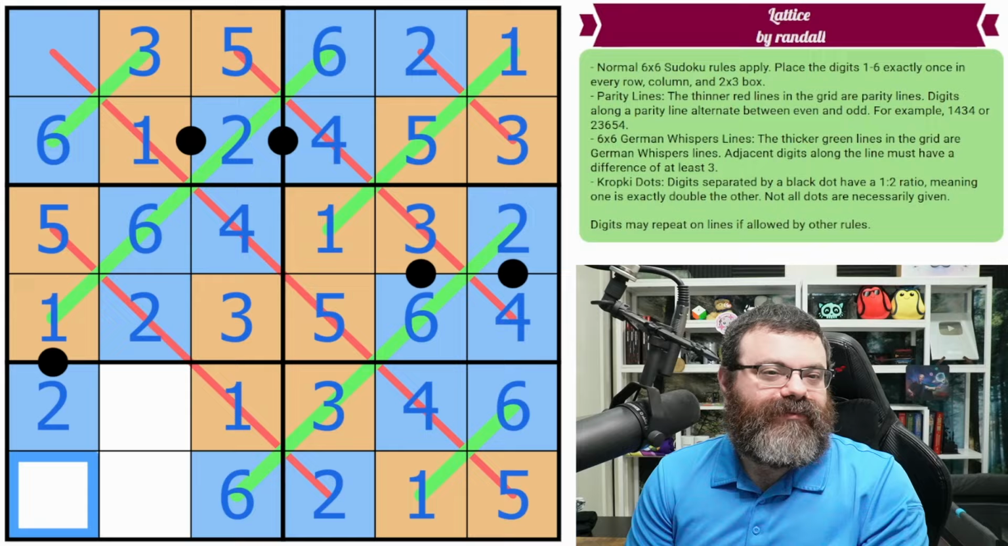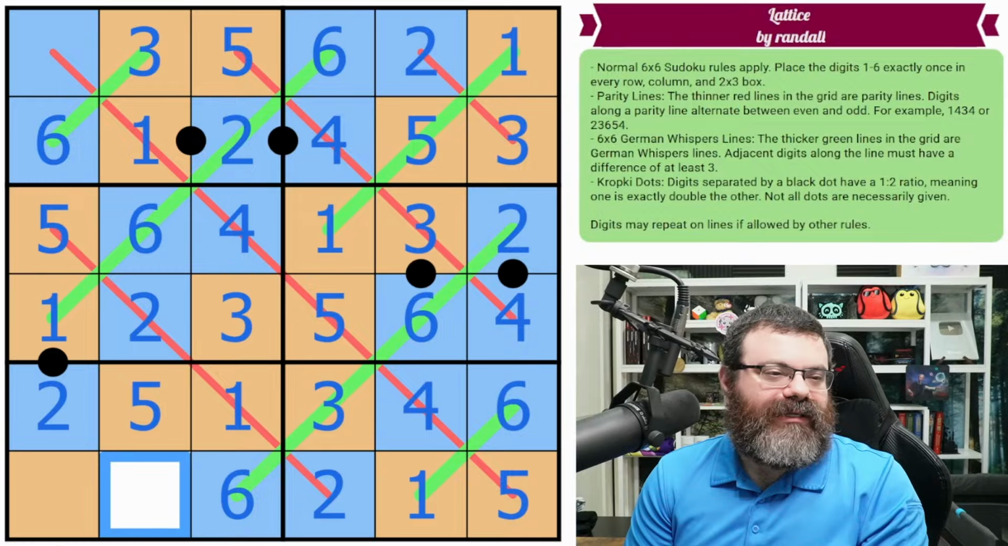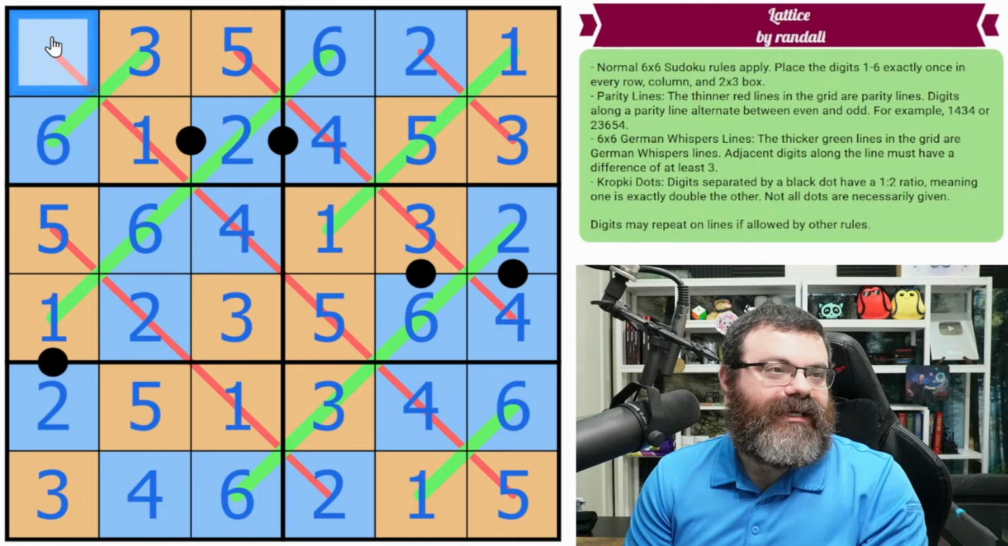Let's finish coloring. This has to be orange for the column. This has to be orange. It's a 5. And this has to be even. It's a 4. So this is 3 and this is 4.